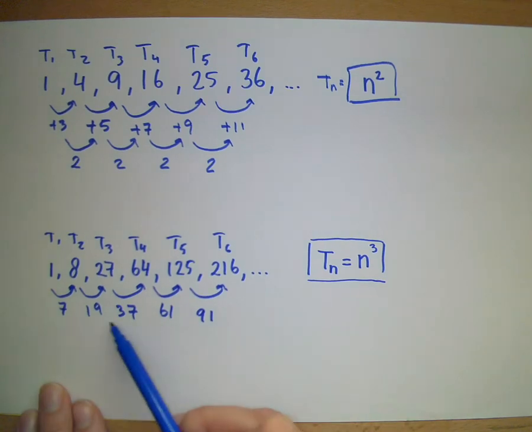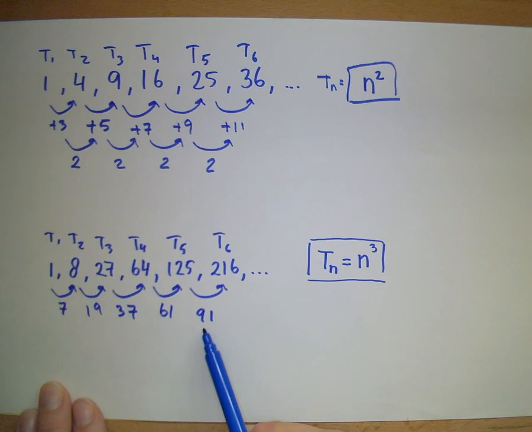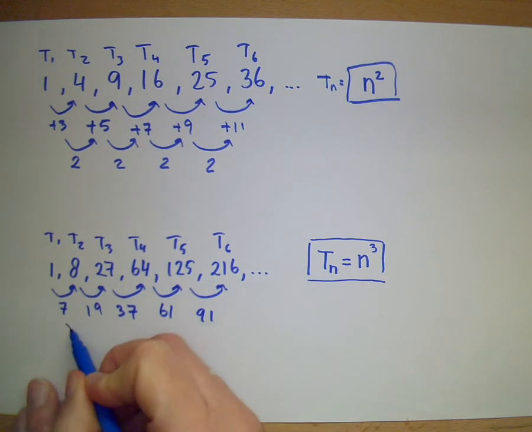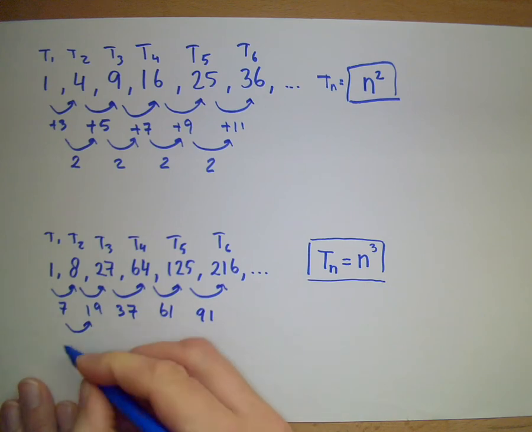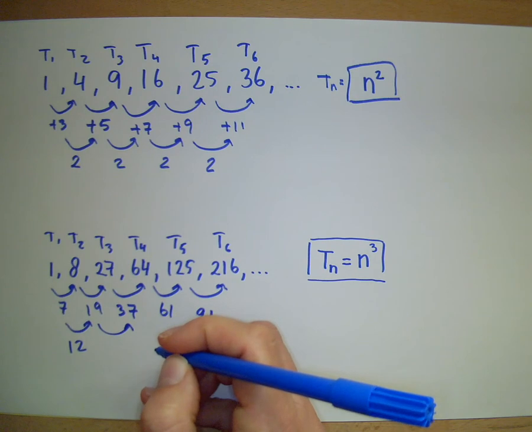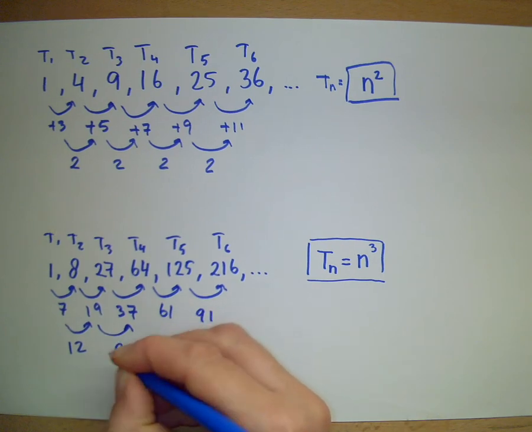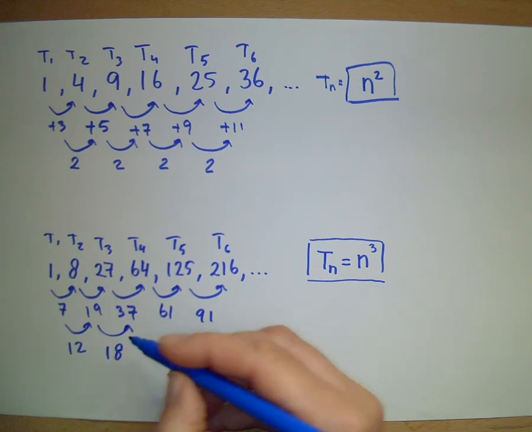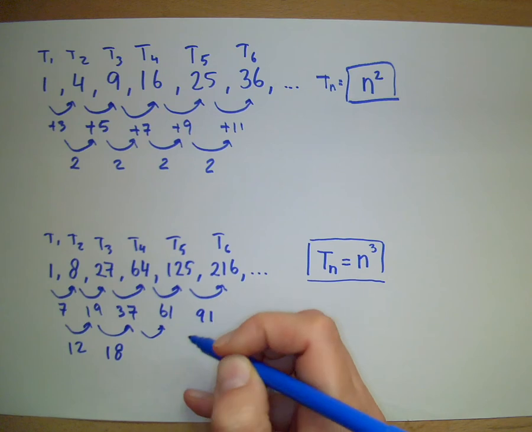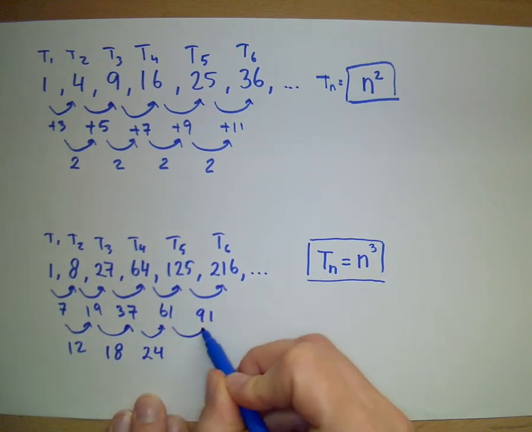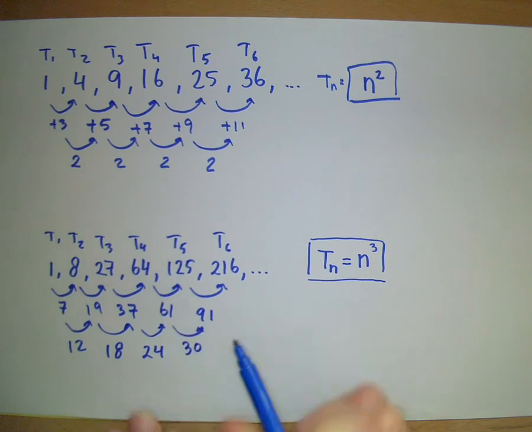All right, so these differences are all different. So it's not linear. We knew that was going to happen. Let's look at the differences between the differences. 12, 18, goodness, 24, and 30. Wow, these are still all different, right?